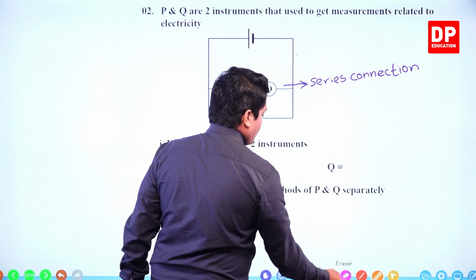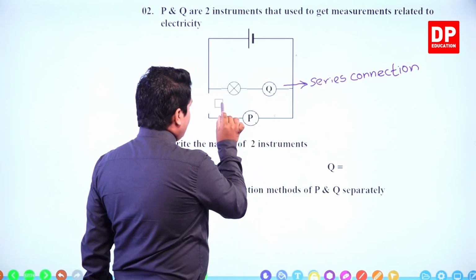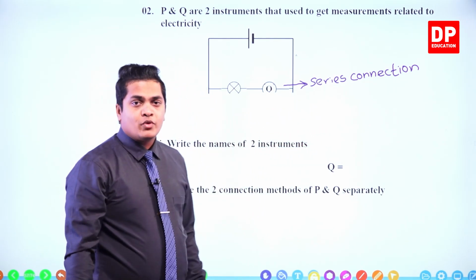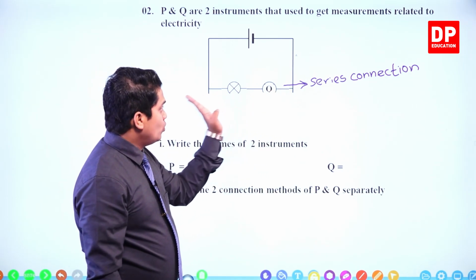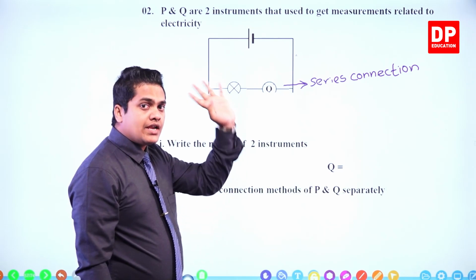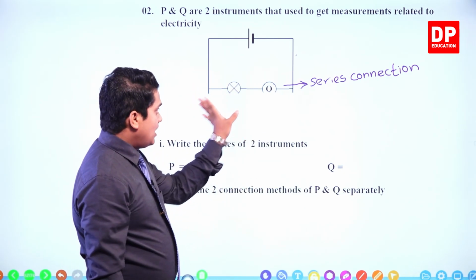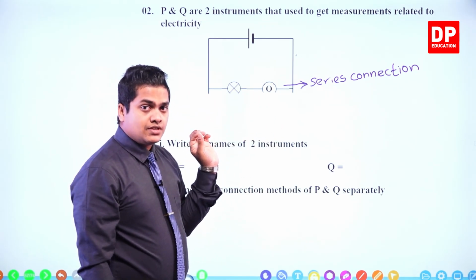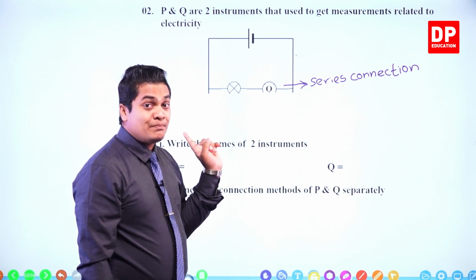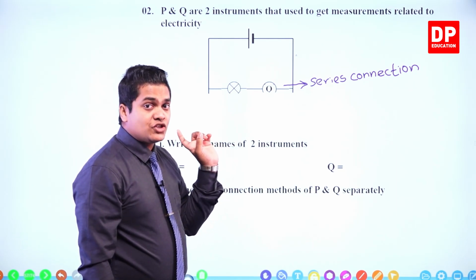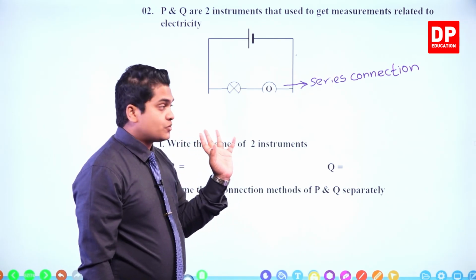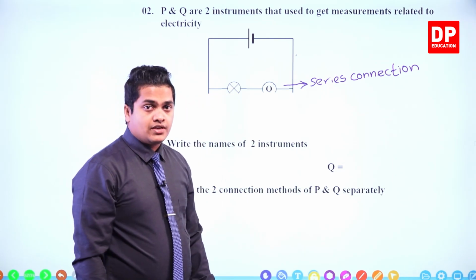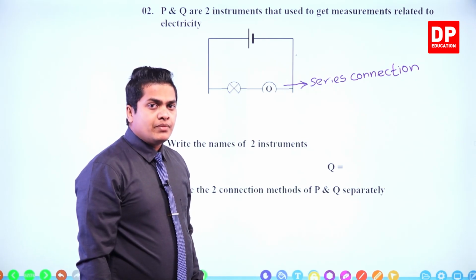Next, if I erase P and remove it from the system, this will still work. The bulb will light up. It's because the bulb and the Q unit are connected parallelly to the circuit with the instrument P. So P is showing a parallel connection. That's why even if I remove P, there is no difference in the above circuit.